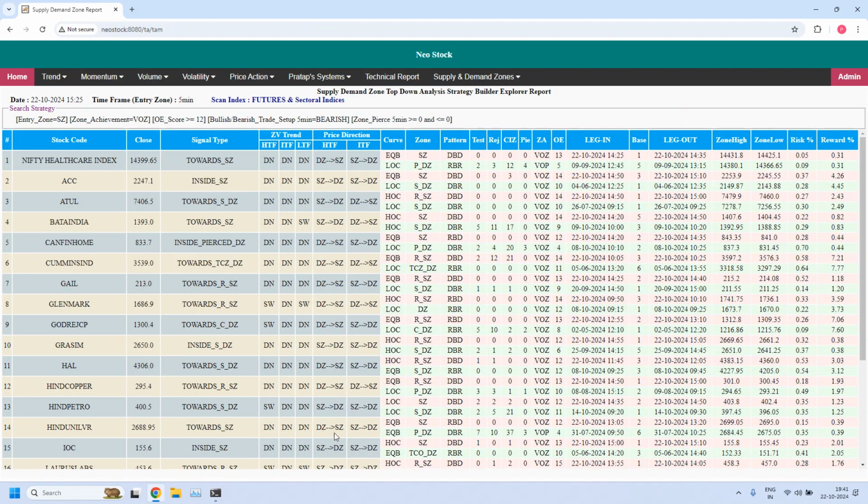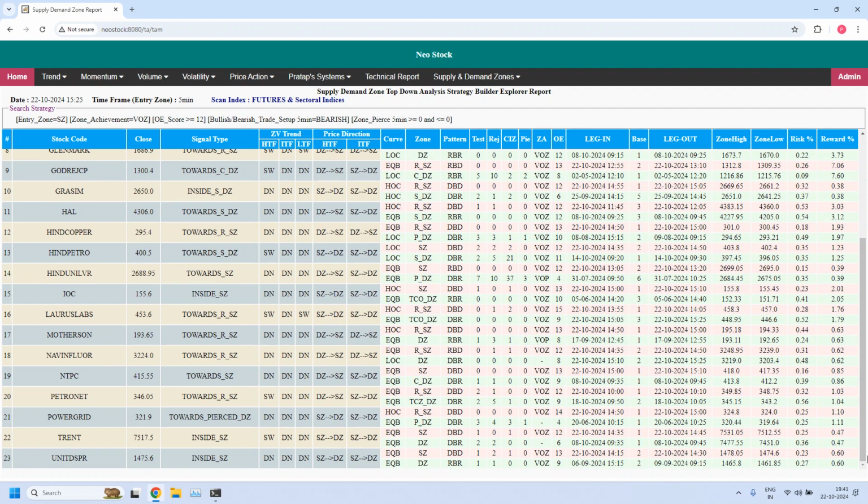All the 3 filters are applied to the 5 minute supply zone. Let's verify. We got a very big list. I am scrolling the list down. So total 23 stocks are filtered supporting bearish trade setup for hourly income trade. Let's verify out of these 23 how many are supporting high probability, that is LTF and ITF supply zone confluence.